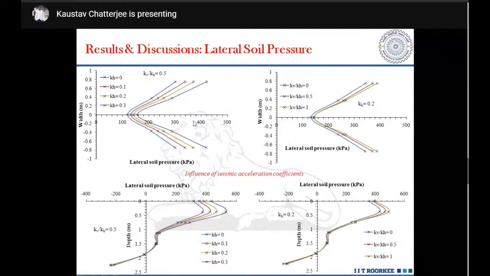This shows the variation with respect to the width of the caisson and along the depth for different seismic acceleration coefficients, that is, when kV by kh is equal to 0.5, along the width and along the depth, and when kh is equal to 0.2 for different kV by kh ratios.